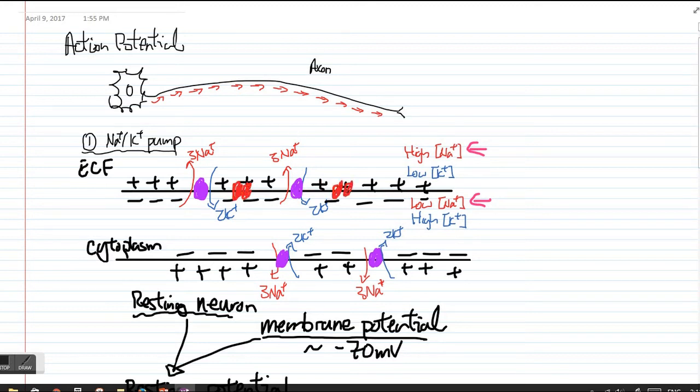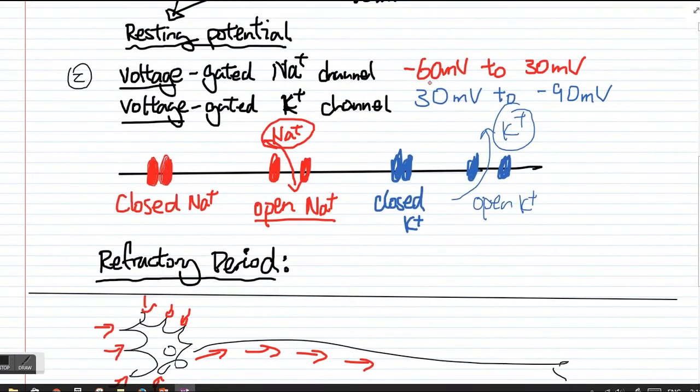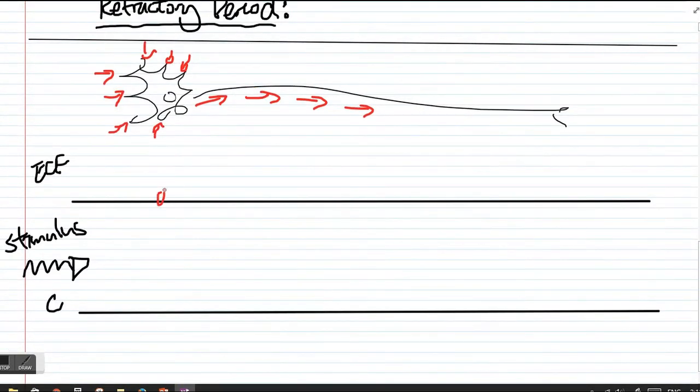But when a stimulus arrives, it will cause the membrane potential to move towards the threshold. And once you cross the threshold, you've reached the opening voltage for the sodium channels, and that will cause the sodium channels to open. So here is an open sodium channel.